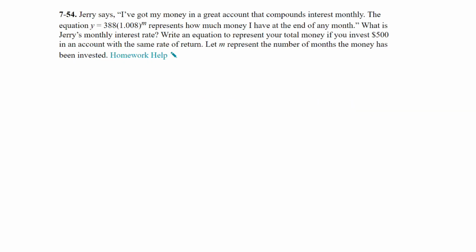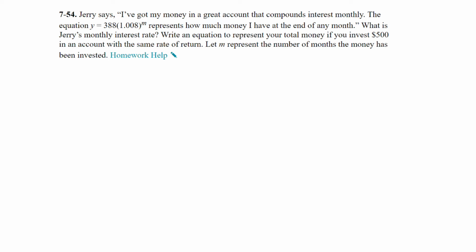Question 54. Jerry says, I've got money in a great account that compounds interest monthly. The equation is y equals 388 times 1.008 raised to the m. It represents how much money I have at the end of any month. What is Jerry's monthly interest rate? Write an equation to represent your total money if you invested $500 in an account with the same rate of return. Let m represent the number of months the money has been invested.